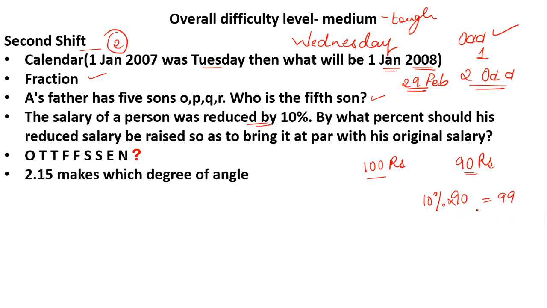ओके, बट आपको क्या करना है? आपको ओरिजिनल बनाना है. सो अगर आप 11% करो, 11% ऑफ 90, you will get 100. So the correct answer here is 11%. Those who have marked this as their answer is correct.